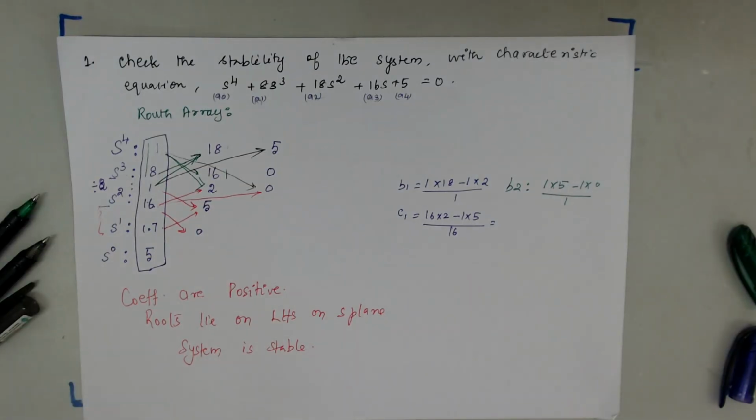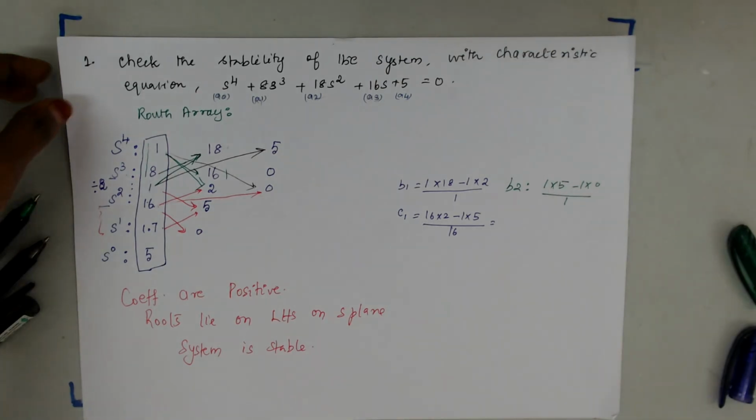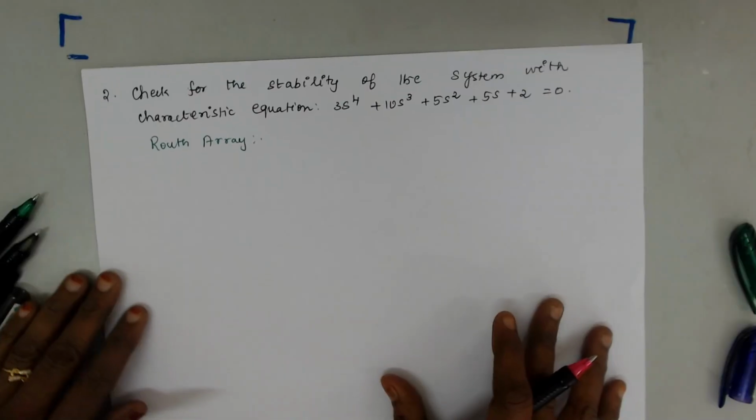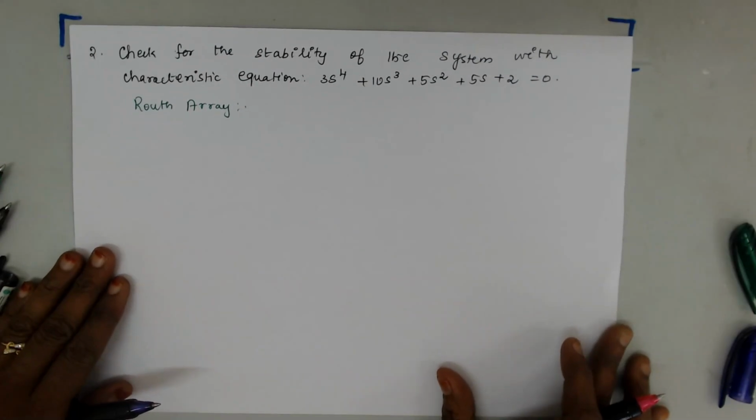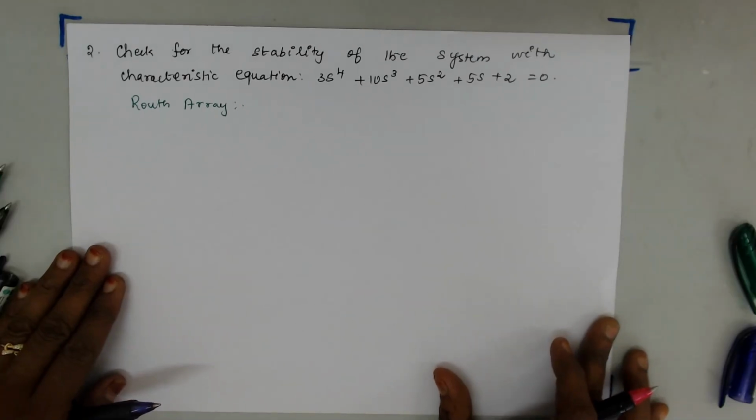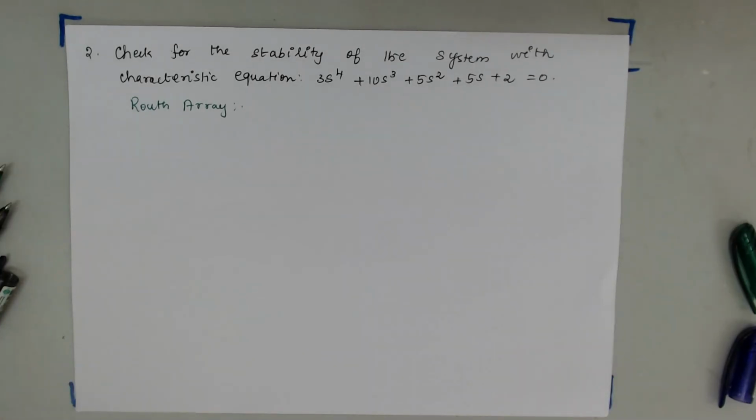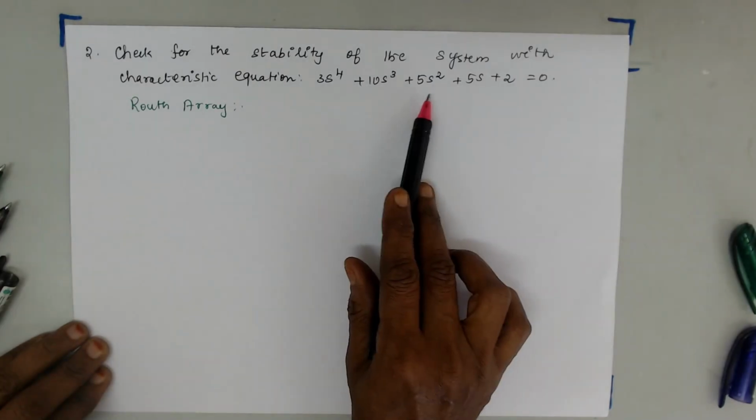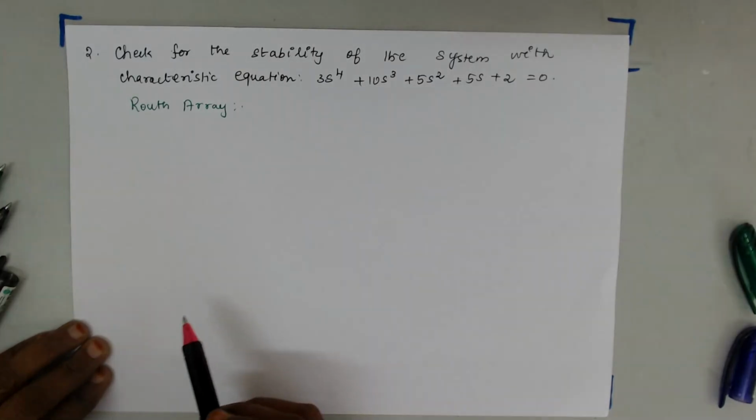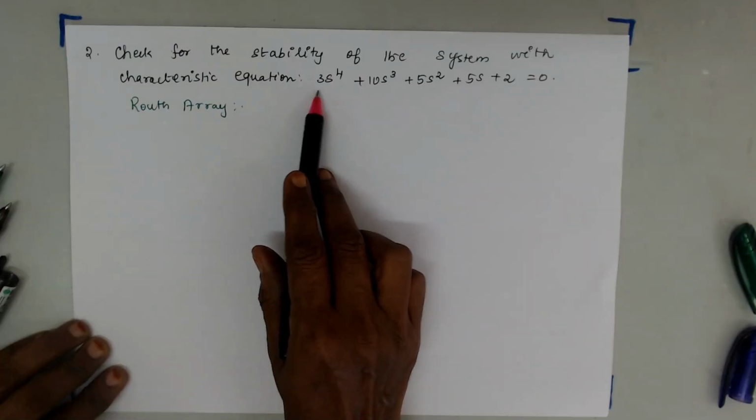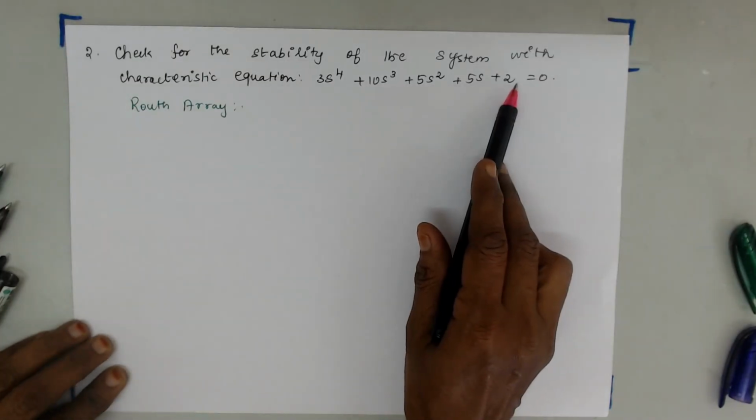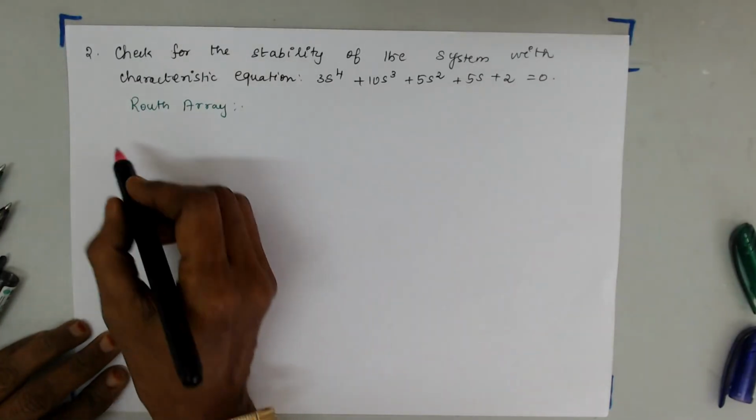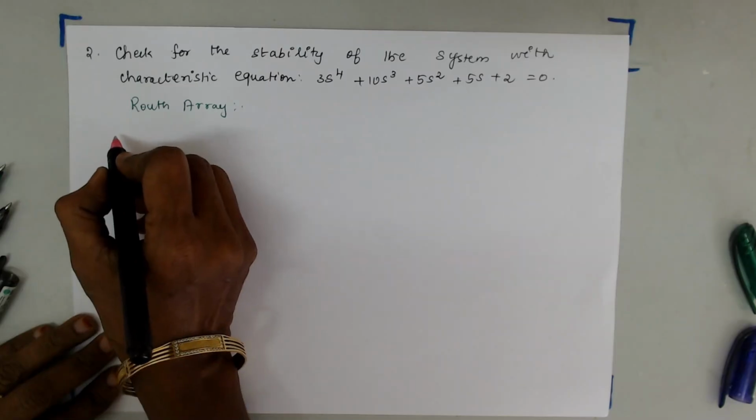So this system is found to be stable as far as this case is concerned. We will take up another problem where you can check for the stability of the system given the characteristic equation as 3s power 4 plus 10s cube plus 5s square plus 5s plus 2 equal to 0. Once the characteristic equation is given, we need to construct the Routh array first.